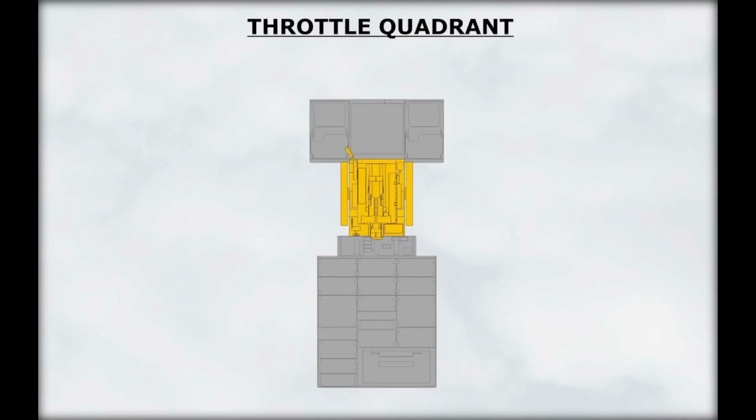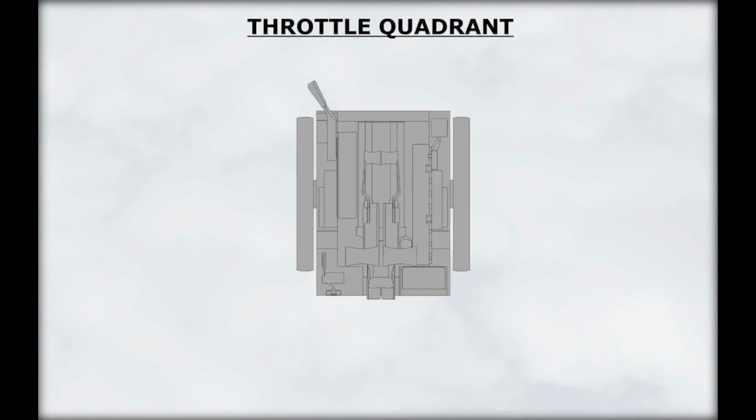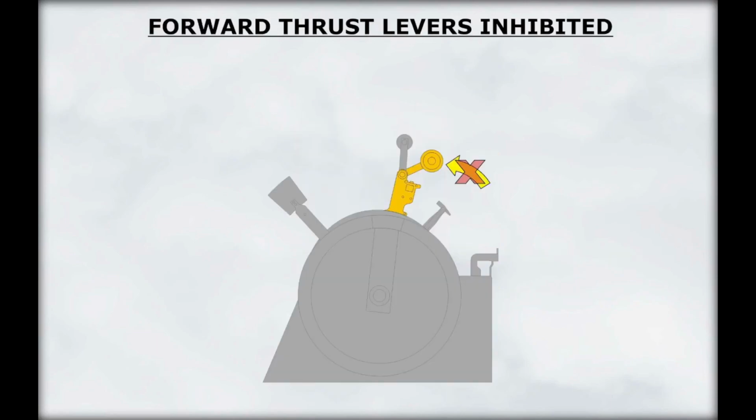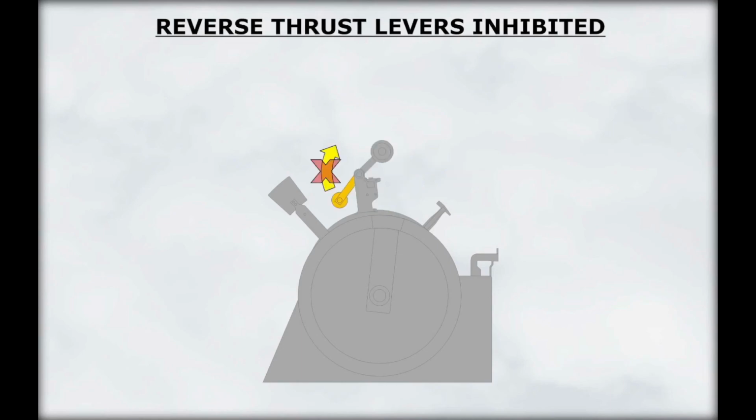Let's take a look at the throttle quadrant. The throttle quadrant incorporates the thrust levers, the reverse thrust levers, and the engine start levers. The thrust levers mechanically control engine thrust. A thrust lever cannot be moved if its associated reverser lever is raised to the deploy position.